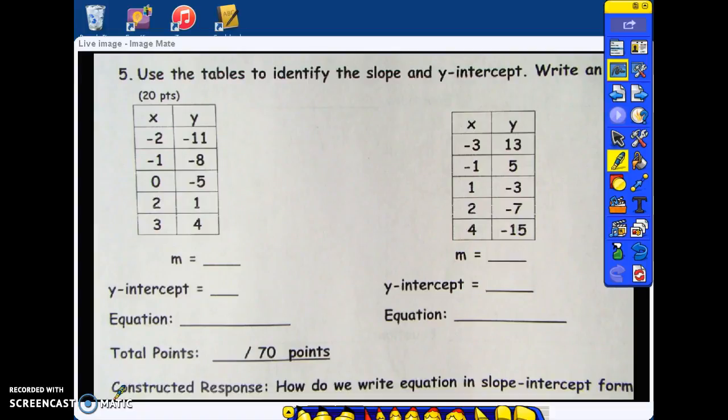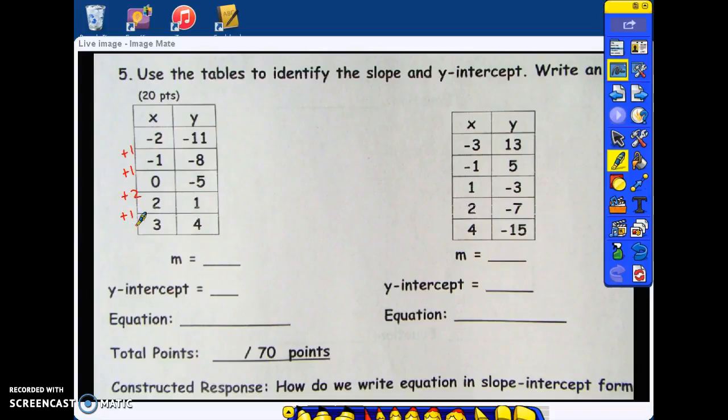For number 5, the very first thing you do is what we learned at the beginning of this unit. You have to find the constant rate of change. So I'm looking at what I am doing to my x's. To get from negative 2 to negative 1, I add 1. Negative 1 to 0, add 1. 0 to 2, add 2. 2 to 3, add 1.